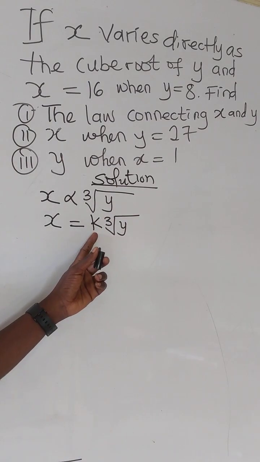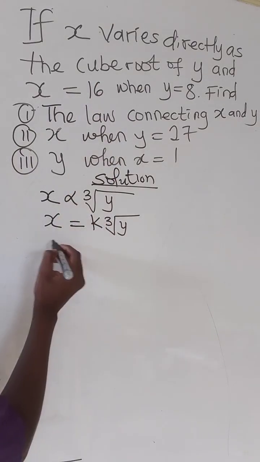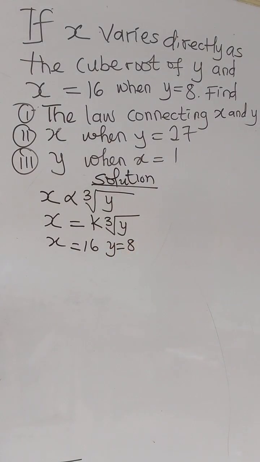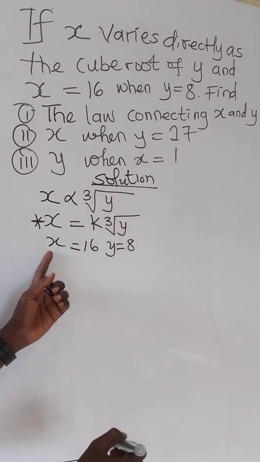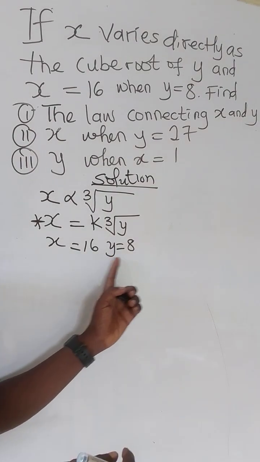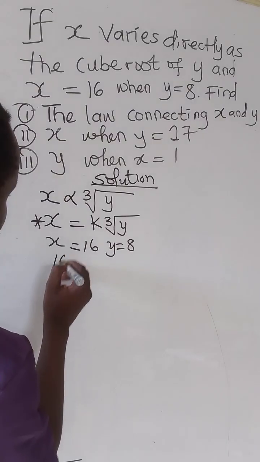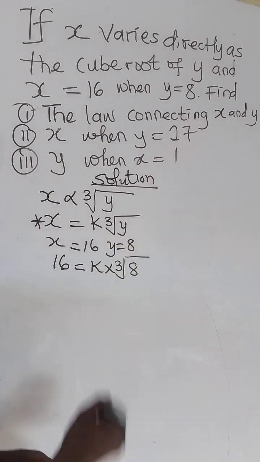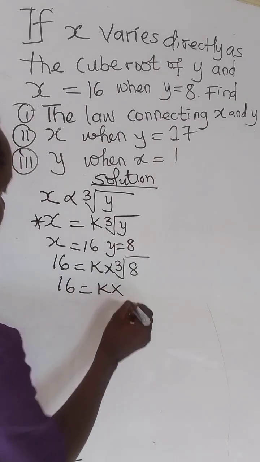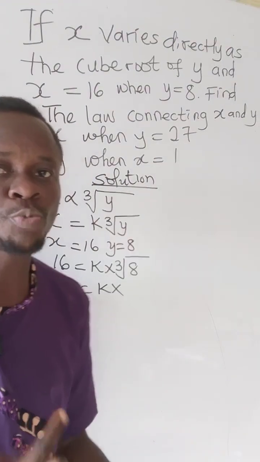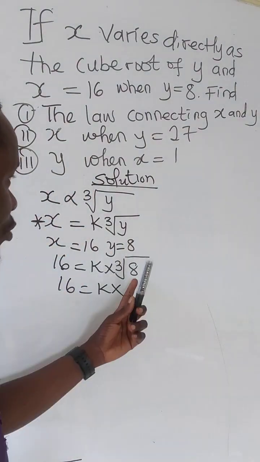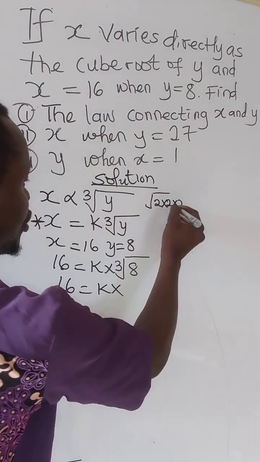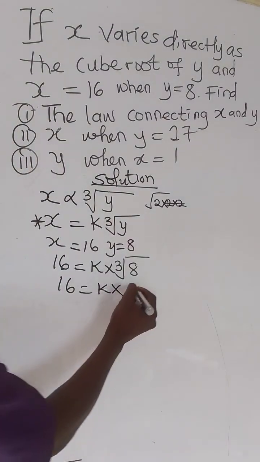This k here is a constant, and we know that from the question our x is 16 and y equals 8. So this means that wherever we see x we put 16, and wherever we see y we put 8. So we have 16 equals k times the cube root of 8. What will you multiply in 3 places that will give us 8? That will be 2 times 2 times 2. Among these 3 numbers we only need 1. So that means we have 2.